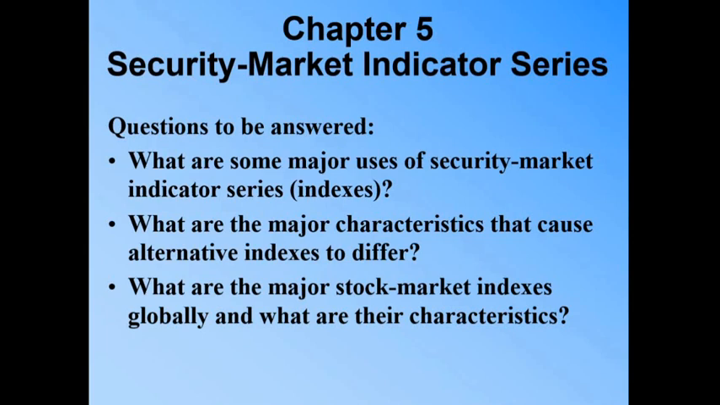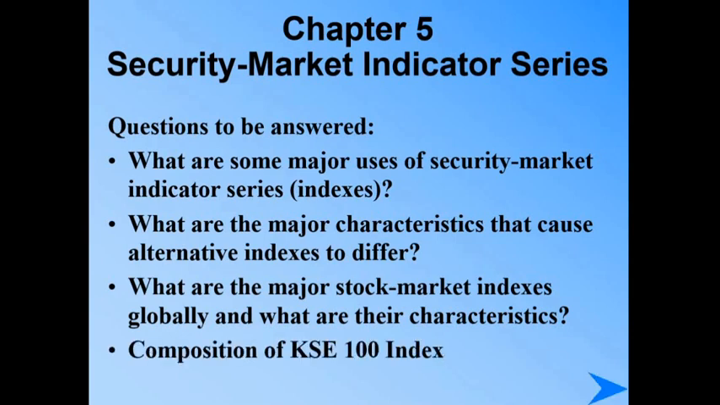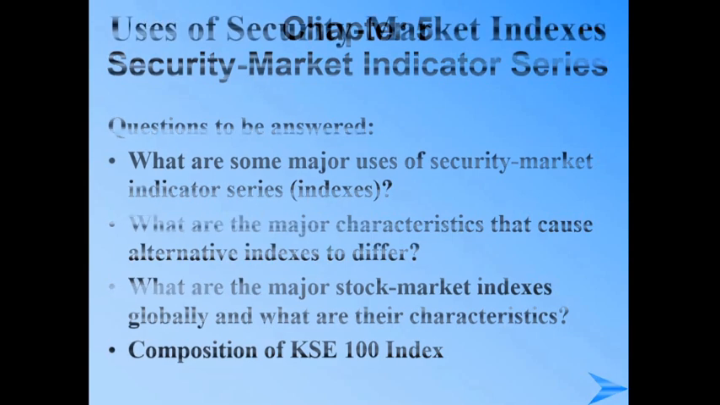And the next one is, what are the major stock market indexes globally and what are their characteristics. So world over, in Pakistan we know that the KSE 100 index is the most commonly used index, but then what are the different market indexes globally that are very famous, and what are their characteristics. And last one, obviously the most interesting one for the locals, is how the KSE 100 index is composed, meaning how the companies are being selected. So what are those 100 companies and how they are being selected. So let's start with it.